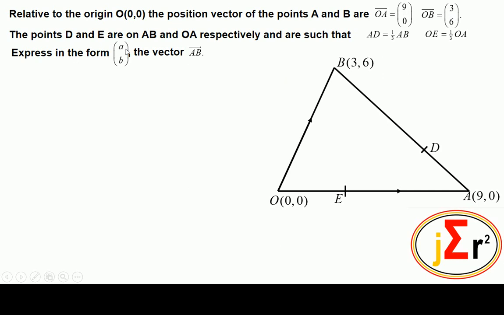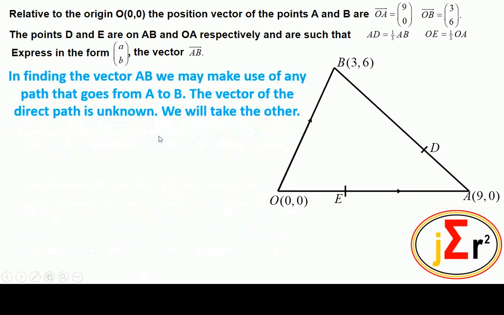Expressed in the same form as the position vectors that we have right here, we need to find the vector AB. In finding the vector AB, we may make use of any path that goes from A to B. Any path that goes from A to B will be the vector AB.